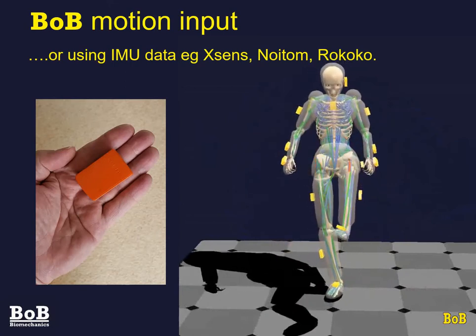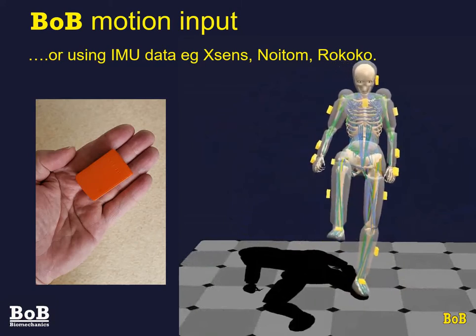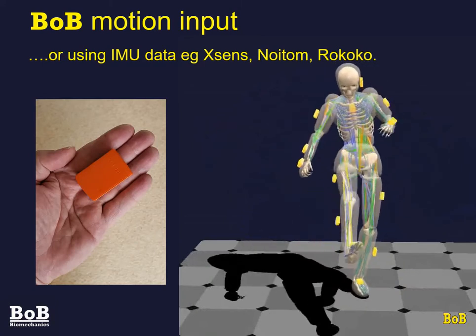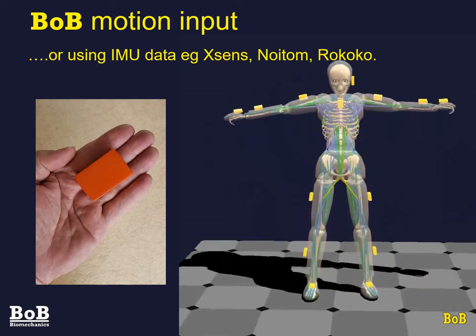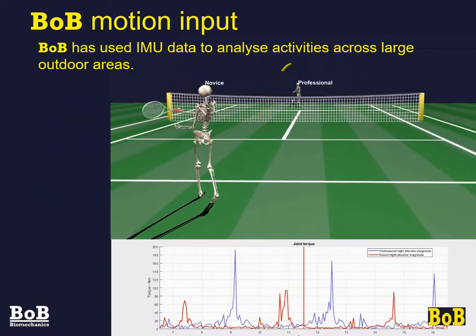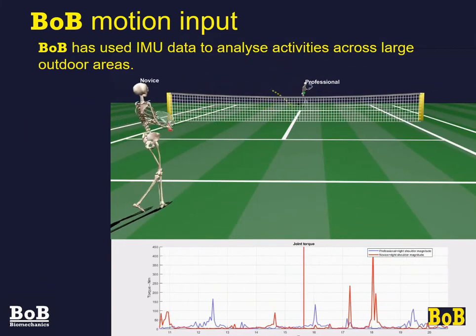And if you know the position of the root segment, often the pelvis, using a kinematic chain, as we described on a previous slide, you can work out the locations of all the segments of the body. So by using these IMUs, we can get out of the lab and into real-world situations.